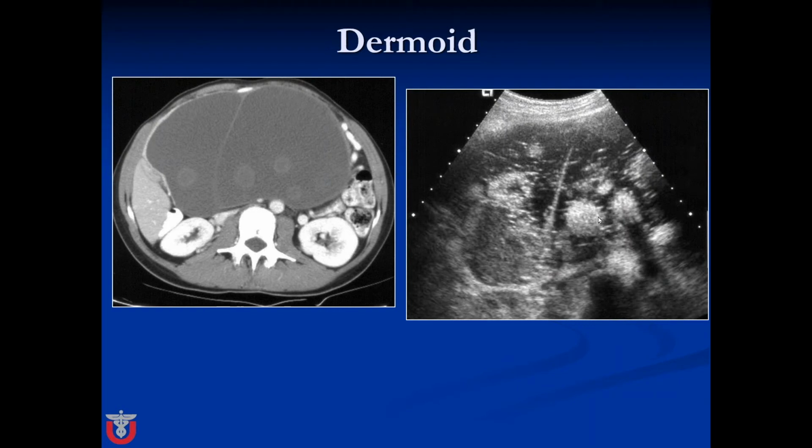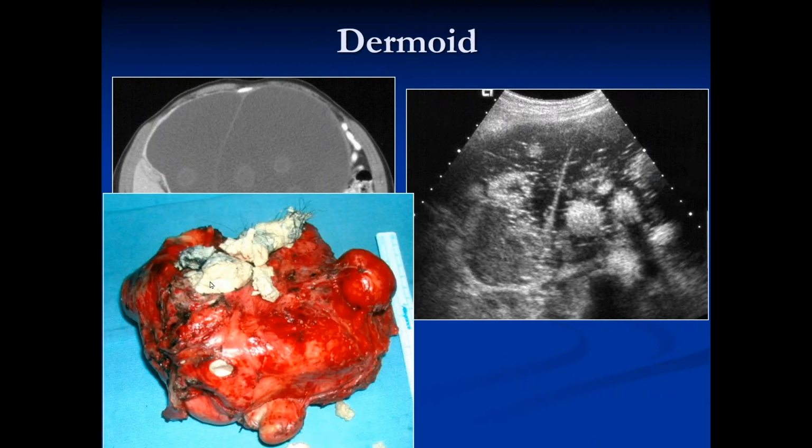There's that septation, but look at all these little echogenic floating balls in there. And you see these little dots and dashes. That's what hair looks like on ultrasound. You would never see hair on CT. And there's the dermoid after it comes out with big gooey pieces of fat. And then there's the hair going through there.